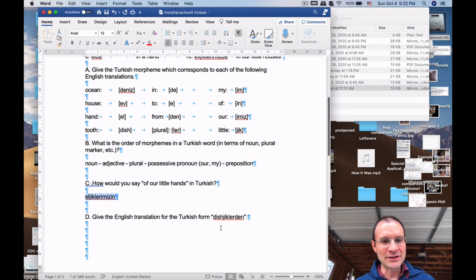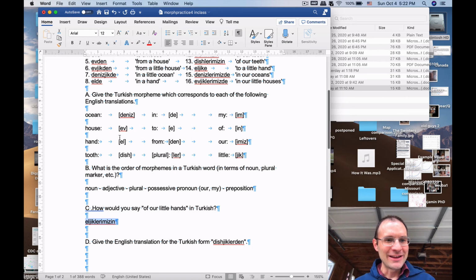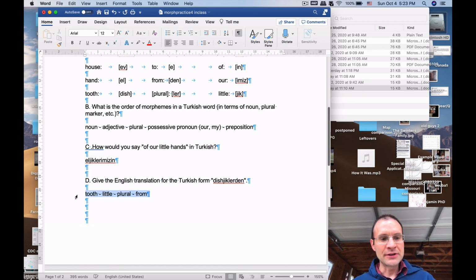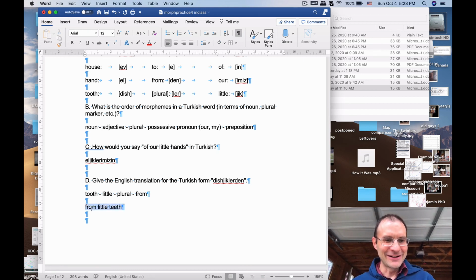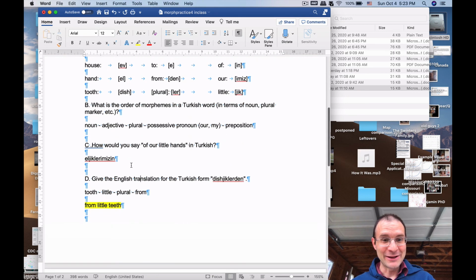And then what's the translation of dişciklerden? So diş, the first part of that, the noun part, is tooth. So if we just write it out morpheme by morpheme, we get tooth. And then the cik is little. And then the ler is the plural. And then the den is from. So we still kind of have to do a little bit of work to translate that into English. These are what the morphemes mean then. So this would be "from little teeth," right? Here's your answer. Why you would ever say "from little teeth," I don't even know what would come from little teeth. Wise words, I guess, out of the mouths of babes, perhaps.